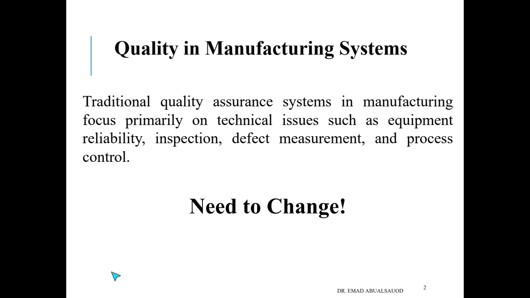Today we are going to cover the quality in manufacturing systems. As we covered previously the quality in service, today we will talk about the quality in manufacturing and we will go over the dimensions of the quality in manufacturing. Usually the traditional quality concept started from the manufacturing before it moved to the service industries. It focuses on the technical issues and the equipment, the reliability, the inspection, defects measures, and the process control also.